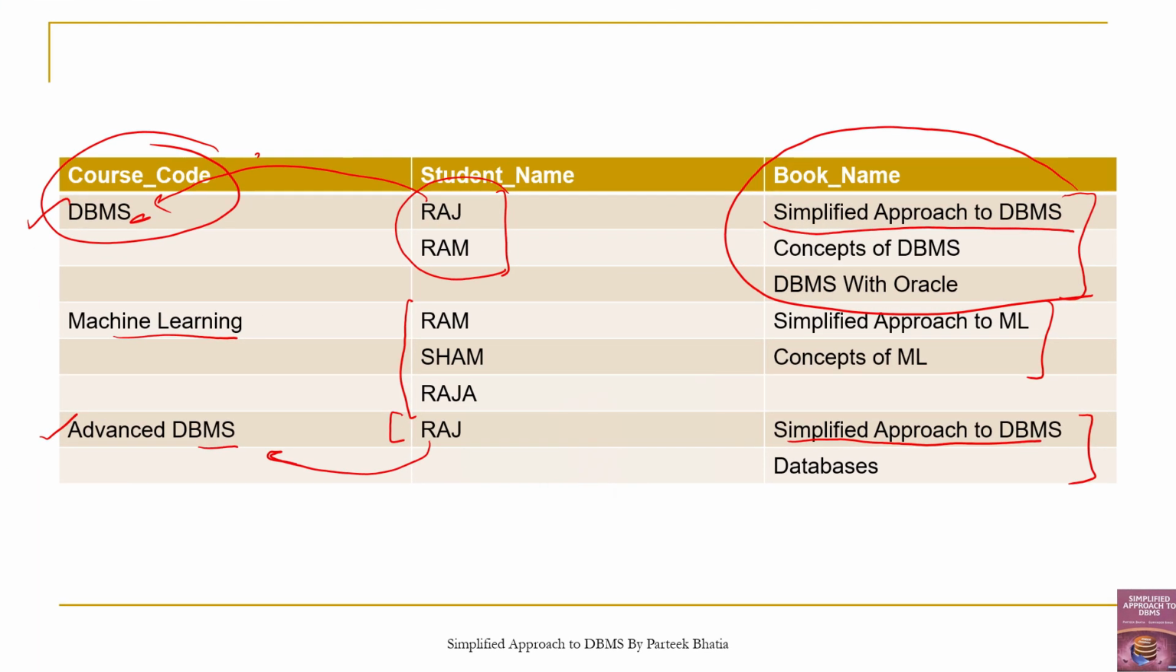Here we have to store each and every possible combination, because the student Raj can follow any of the textbooks for this DBMS course, as these are the three textbooks recommended for this course. So Raj can follow any of the books for a particular course. Same way, Ram can follow any of these two books for this machine learning course. So in this situation, we can flatten this database this way.